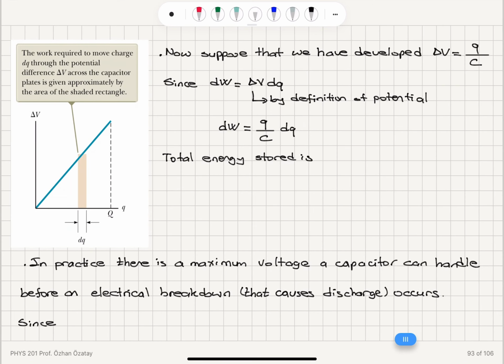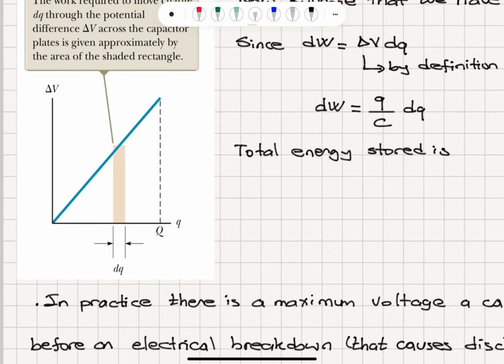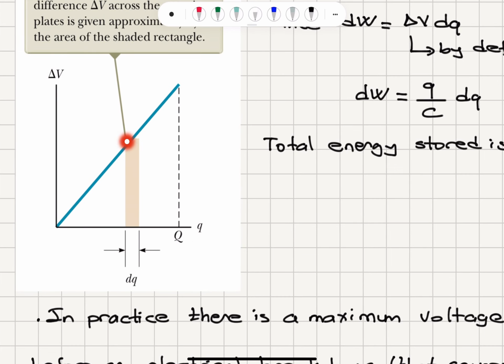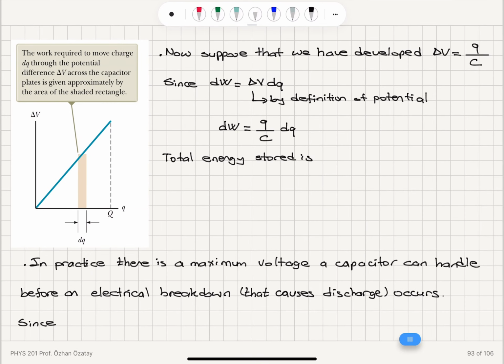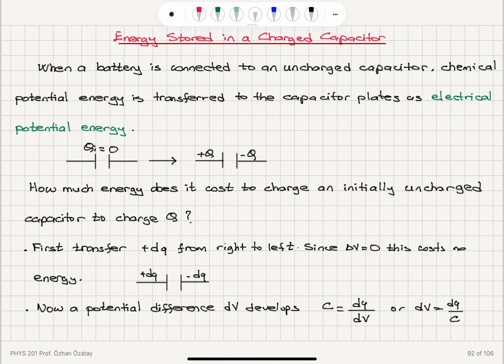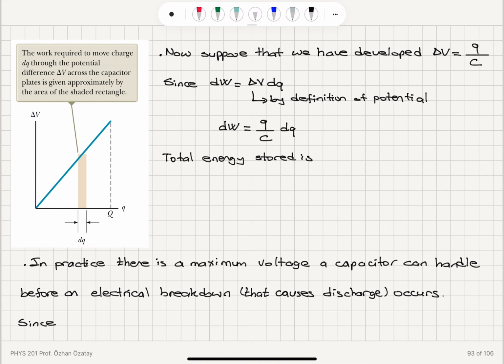Okay. Now suppose that we have developed a potential difference delta V, which is Q divided by C. So we already have a charge Q here, and delta V is equal to Q divided by C, because C is equal to Q divided by delta V. So I'm changing the question from an initially uncharged capacitor charging to plus Q and minus Q, to a capacitor that was charged to a charge of Q going to Q plus dQ.